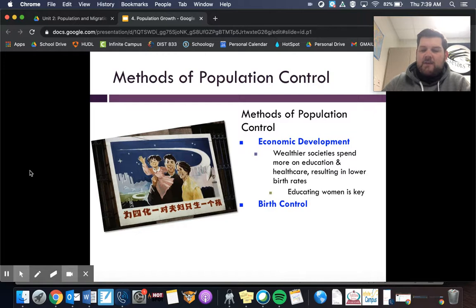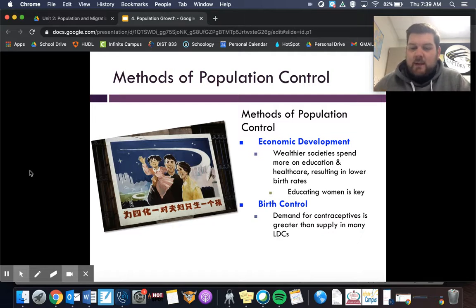Another method of population control is birth control. Okay, the demand for contraceptives is greater than supply in many LDCs. Obviously that controls population because it makes it harder to have children, and so that can help lower your birth rates. But in LDCs, the demand is higher than the supply, and so not everybody gets them.